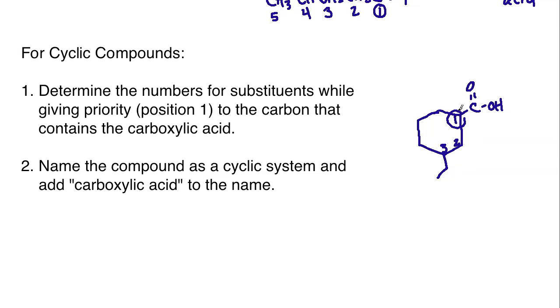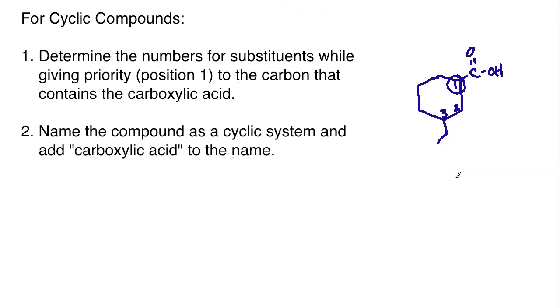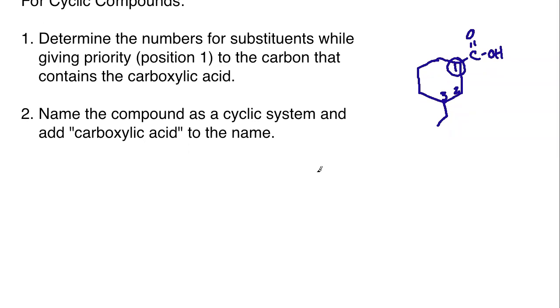In other words, this carbon is getting priority because it contains the carboxylic acid functionality on that particular carbon in the ring system. Now, the second part is to name the compound as a cyclic system and then add carboxylic acid after the name. So you want to start by almost ignoring the carboxylic acid and just name the rest of the system as if that wasn't there. And then you'll add the name carboxylic acid. You'll literally call it that functional group at the end.